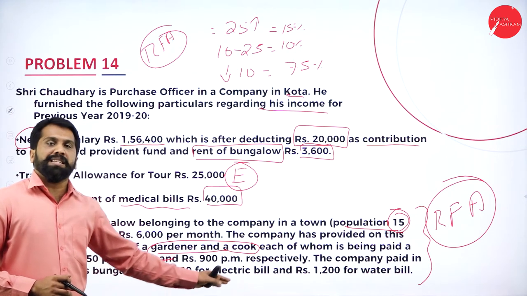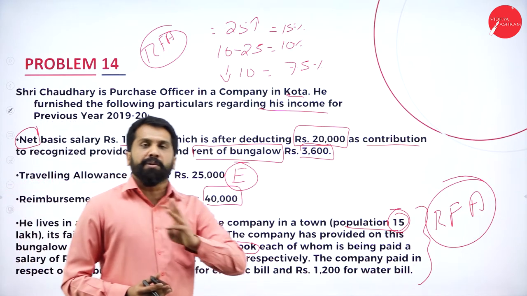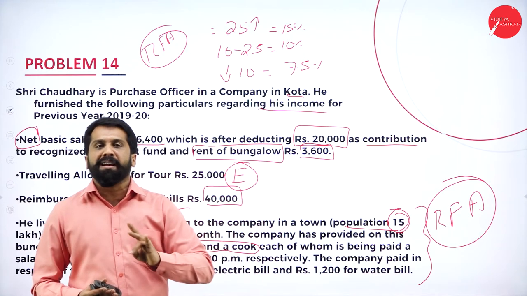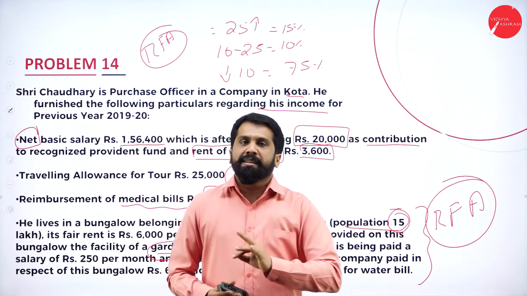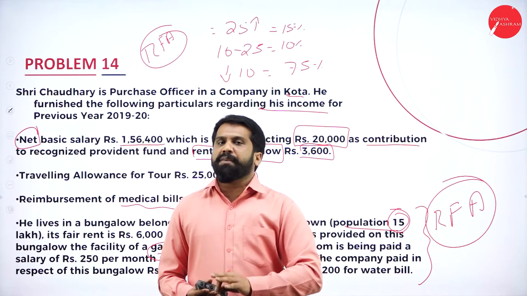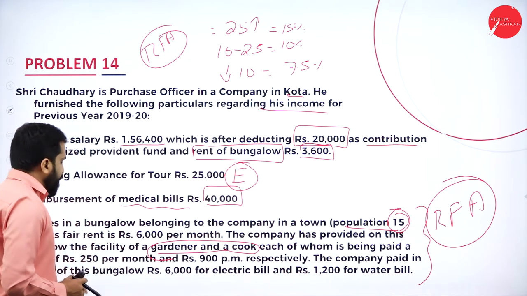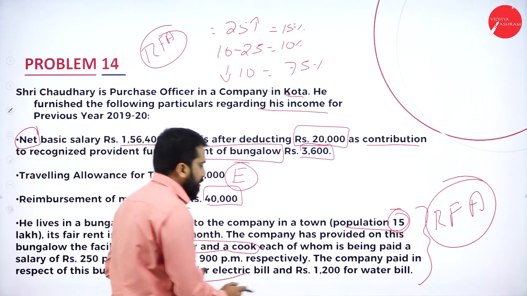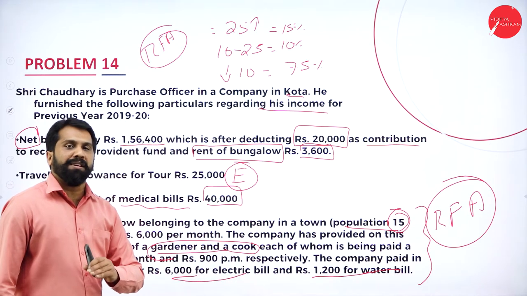Why? Because these are perquisites. No exemption. Gardener, no exemption. Multiply and write. Cook, no exemption. Multiply and write. Servant, no exemption. Multiply and write. So anything like a fridge given, everything, anything that is given, just write. So no exemption for that. Also 6,000 for electricity, taxable. 12,000 for water bill, taxable. Everything has to be taxable.